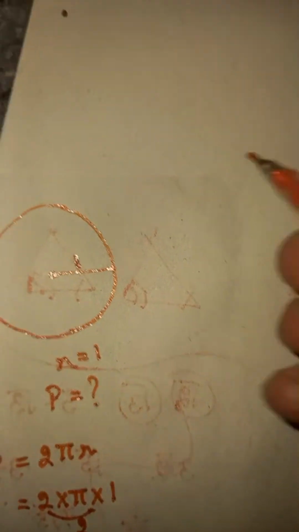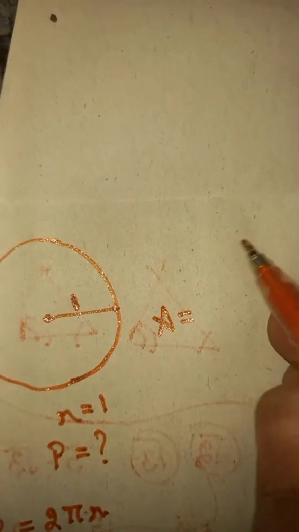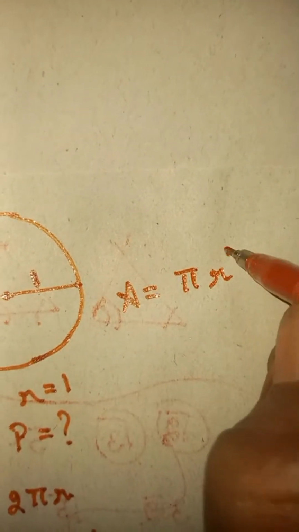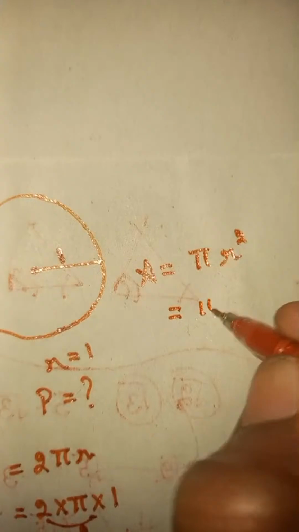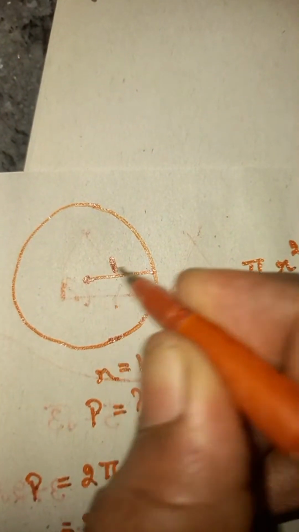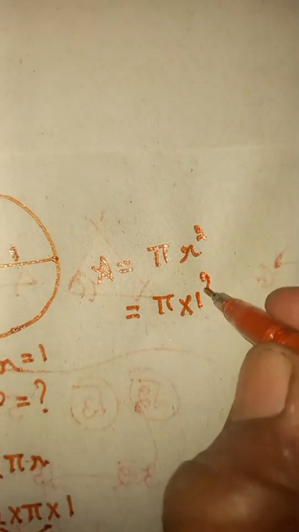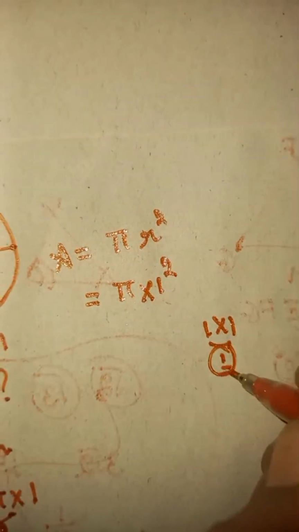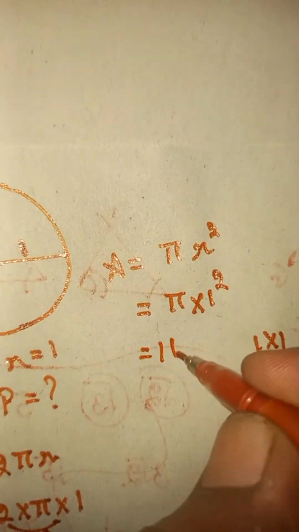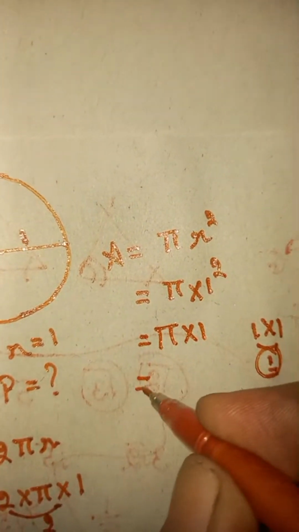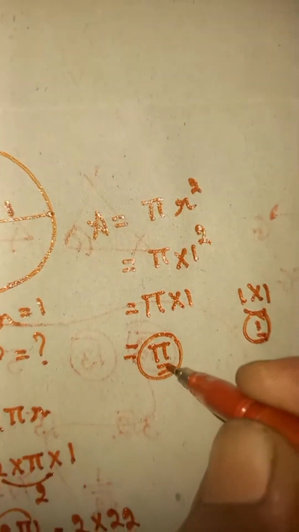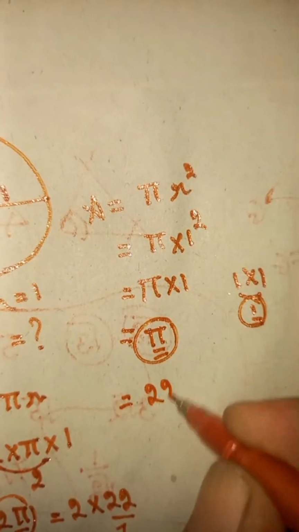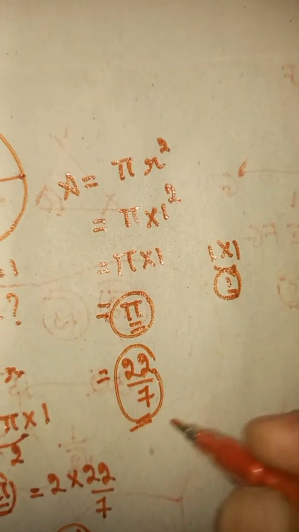Let's find out what's the area of the circle. Area of the circle you can find as pi r square. This is going to become pi times the radius square, so 1 square. 1 square means nothing but 1 times 1, which remains as 1. So this is pi times 1. Pi times 1 remains as pi square units, or you can write it as 22 by 7 square units.